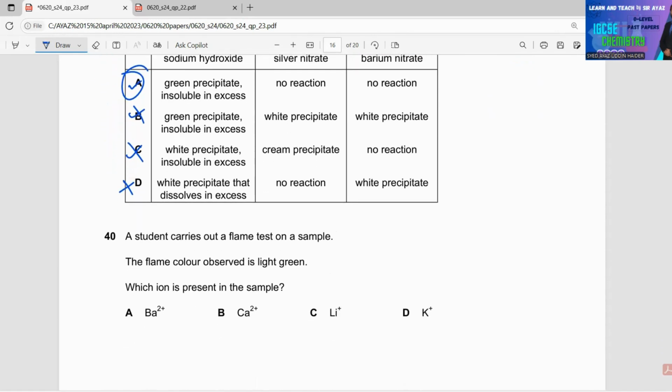Last question. A student carries out a flame test on a sample. The flame color observed is light green. Which ion is present in the sample? Light green is something which you have to learn by heart. It's Ba2+. So A is the final answer for this one.